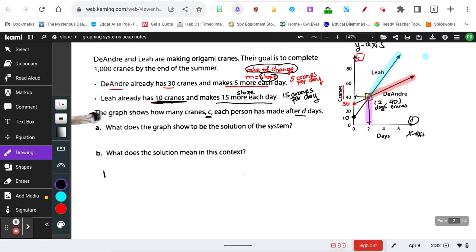All right, but the point, what is the solution? The solution was 2 days and 40 cranes. What does that mean? Well, it means on the second day, they both have 40 cranes, the same amount of cranes.